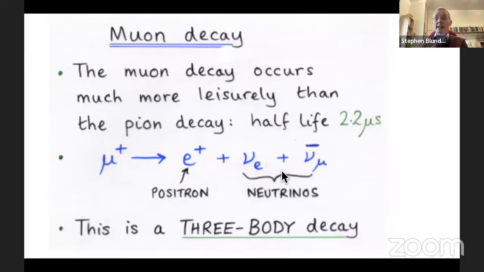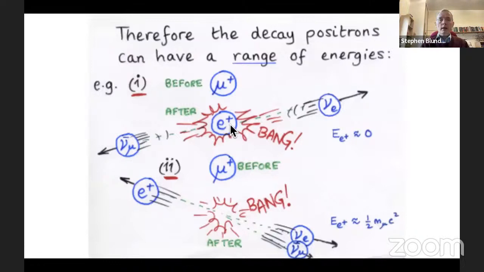And the problem with this is it means that there's a number of ways in which the energy can be parceled up between these final particles. So, for example, this is the positron roughly stationary with the neutrinos being sent off at high speed. Or another possibility is that the positron could shoot off in one direction and the neutrinos could shoot off in the other direction. And that would give you a range of energies going roughly from zero up to half the rest mass energy of the muon.